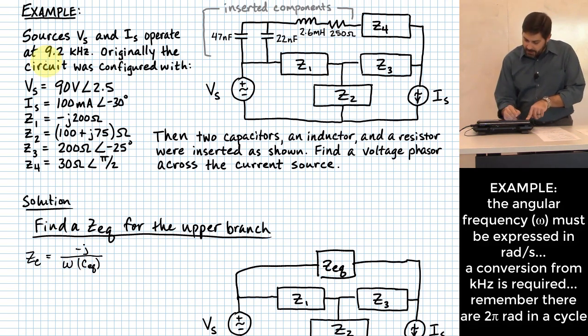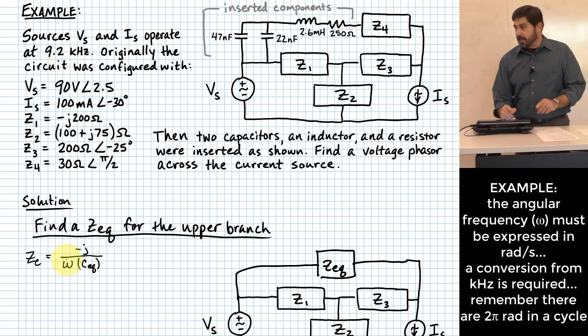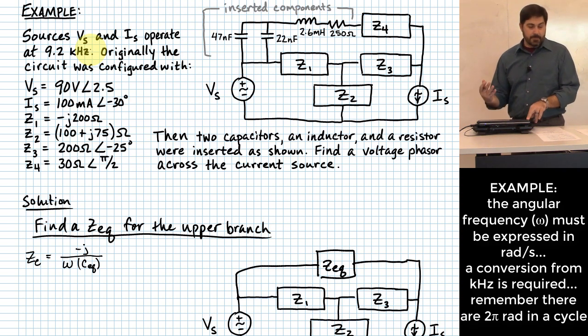Okay, well, I'm told up here that sources VS and IS both operate at 9.2 kilohertz, okay? So that is something that I can work with in order to find this omega. But be careful, you don't want to just plug it right in for omega, because omega needs to be in radians per second, and if you have something that is expressed in hertz or some multiplier of hertz, what is that? Okay, that's cycles per second.